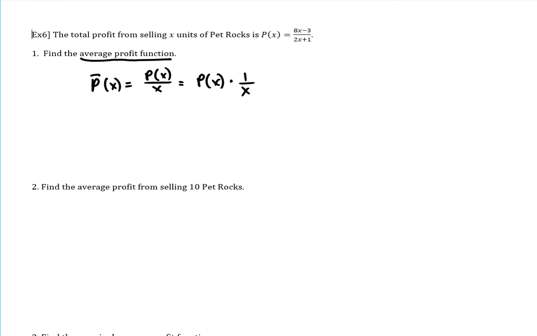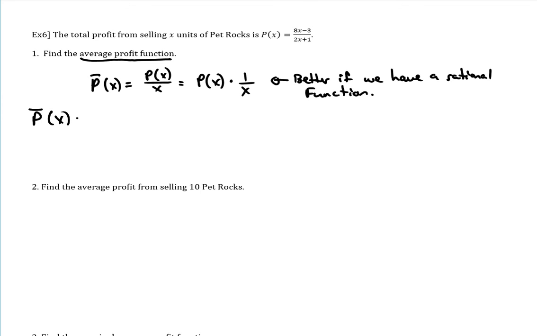The second method is better for us if P of x, or whatever this function is, is a rational function. So it's better to write it like this in this scenario. And the reason for that is, well, let's see it.